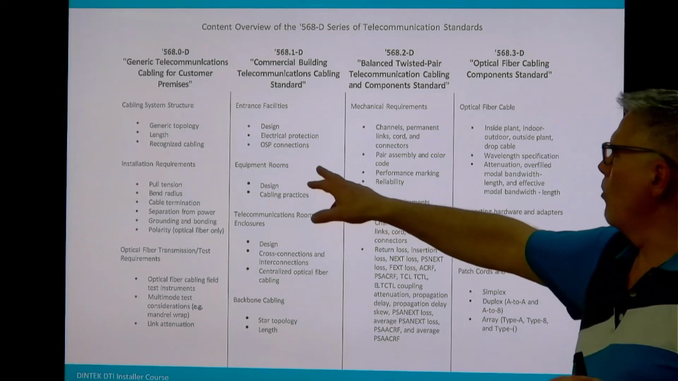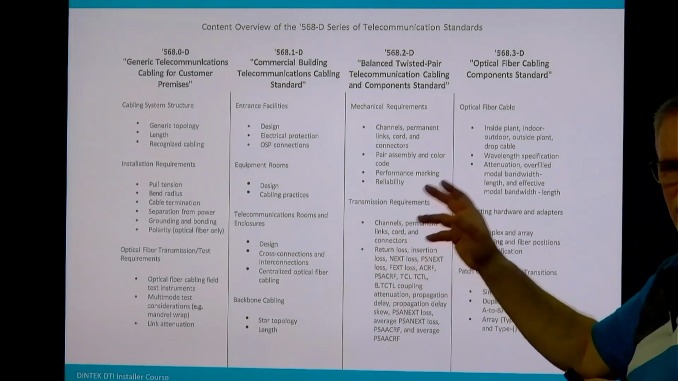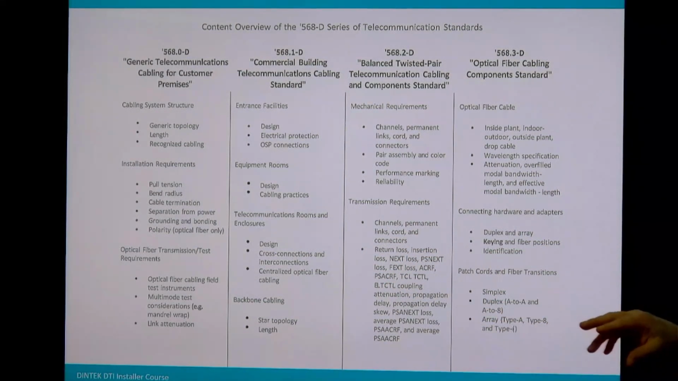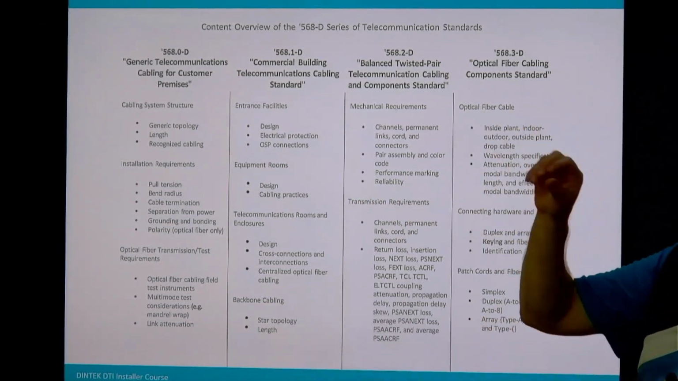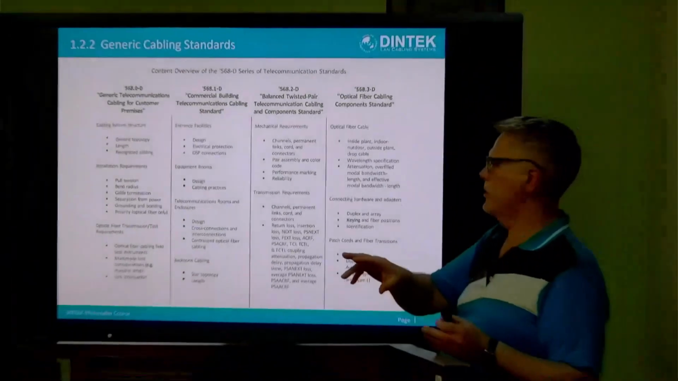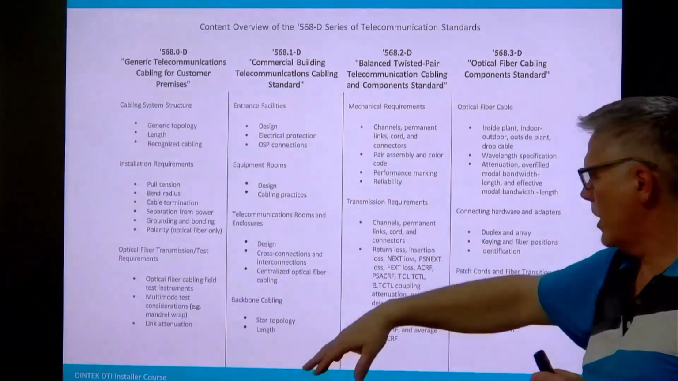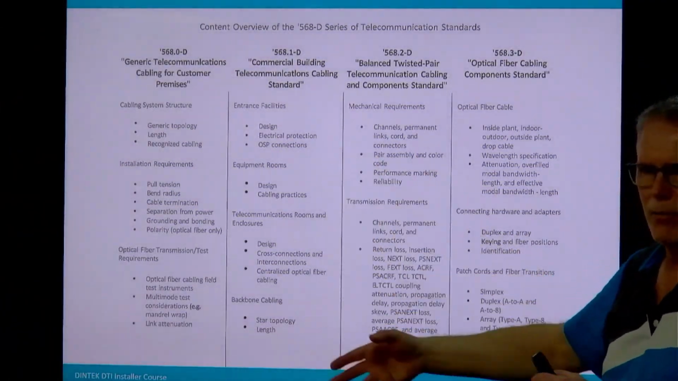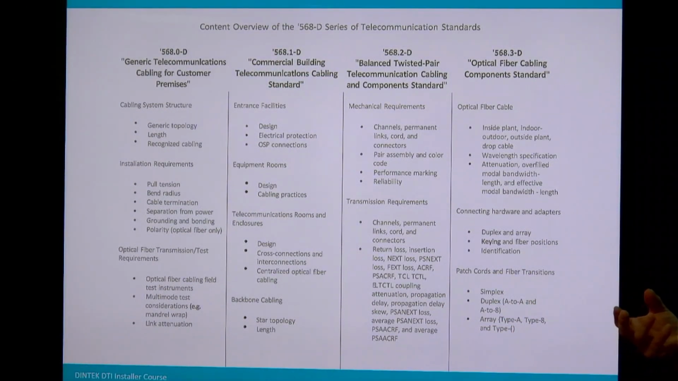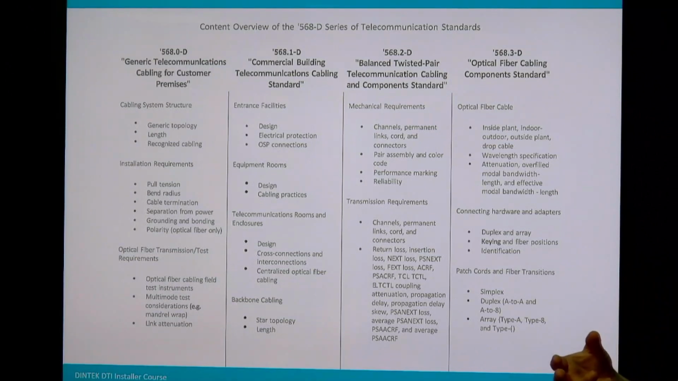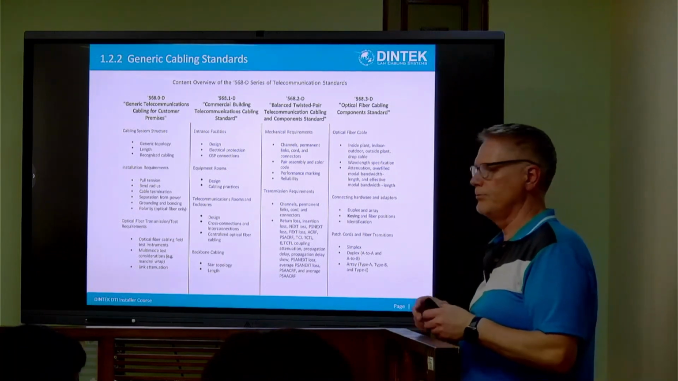The 568.1 is when we start to get into commercial buildings, and that's where structured cabling really comes in, because we start breaking commercial areas into different subsystems. And we're going to look at subsystems soon. But we have things like entrance facilities, equipment rooms, communications rooms, backbone cabling. They're different subsets of a structured cabling system. And each one of those has certain requirements under the standards for it to be considered as a structured cabling system.